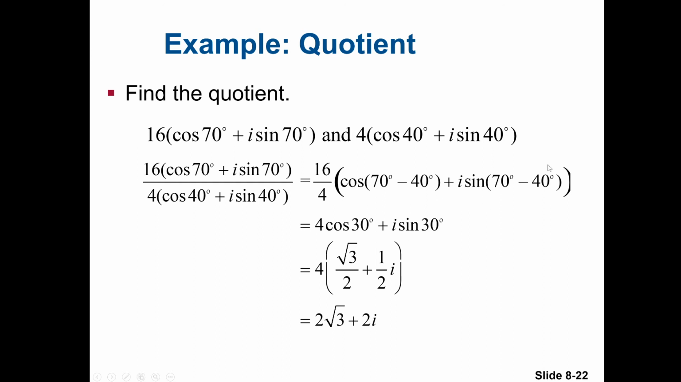And then for the imaginary part, similarly, I sine 30. So we have cosine of 30, which is root 3 over 2, sine of 30, which is 1/2, and then distribute with the radius, the ratio of the radii. So we have 4 times the quantity of root 3 over 2 plus 1/2 I. So we have 2 root 3 plus 2I.